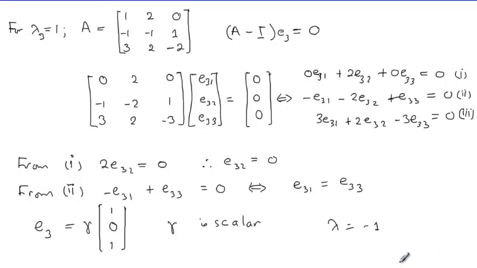So now, this is an example of finding eigenvectors for simple eigenvalues, our non-repeated eigenvalues. Our next example will involve a 3 by 3 matrix with repeated eigenvalues. For now, thank you for listening.